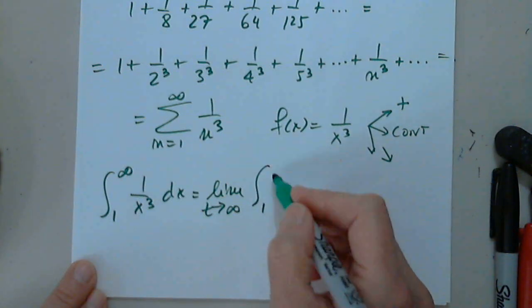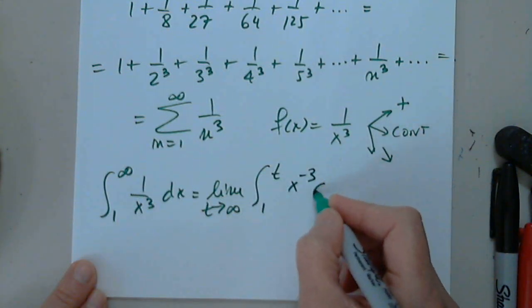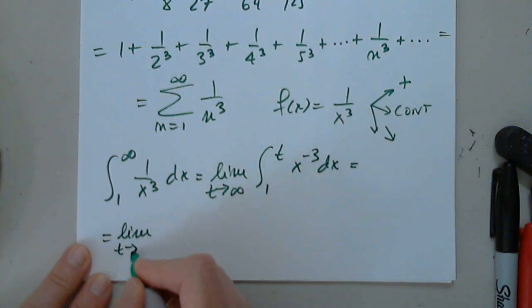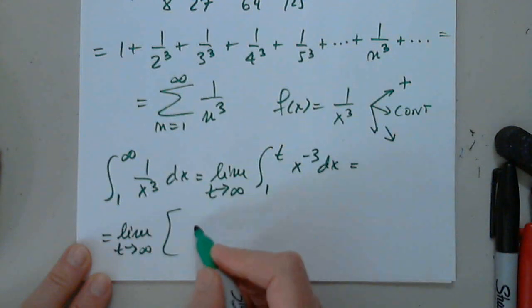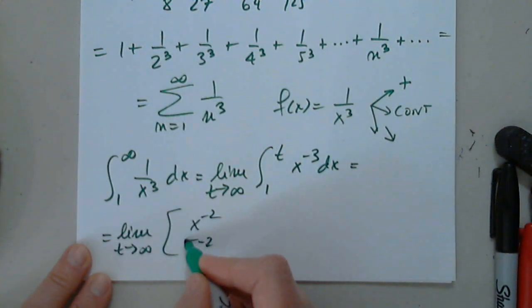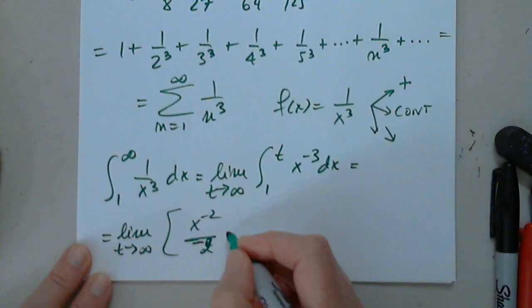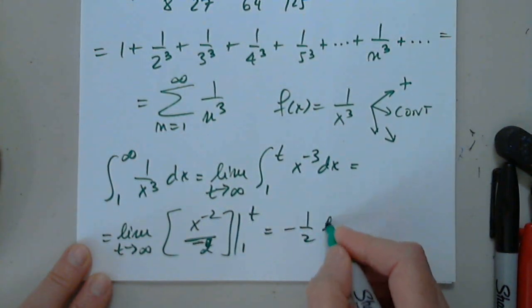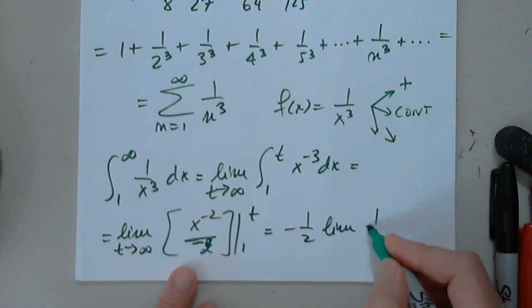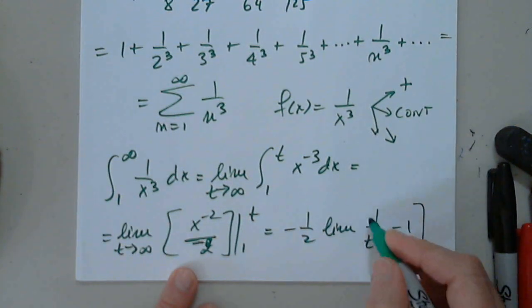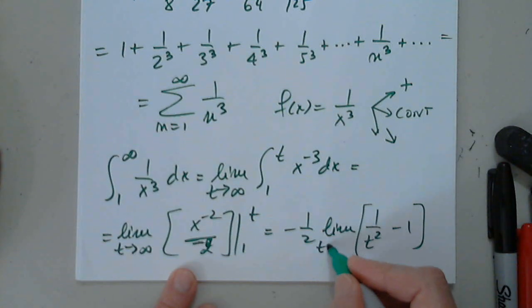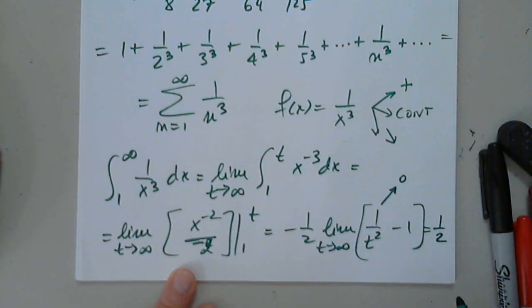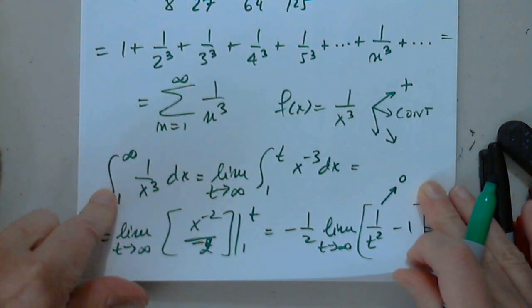So the integral from 1 to t of x to negative 3 dx, which is limit as t approaches infinity of x to negative 2 over negative 2, from 1 to t, negative 1/2 outside, limit of 1 over t squared minus 1. As t approaches infinity, we know that this approaches 0, so the answer is 1/2. So the improper integral converges.